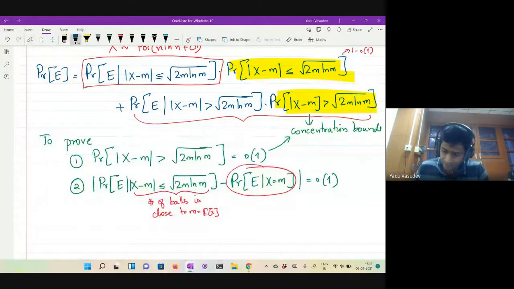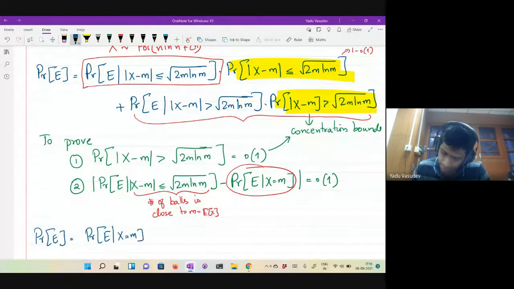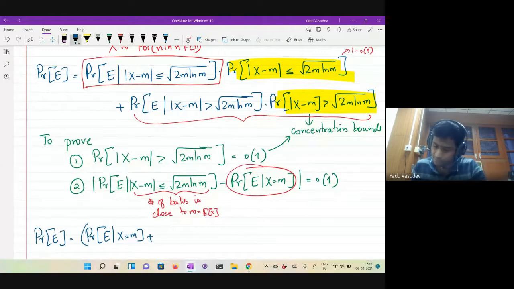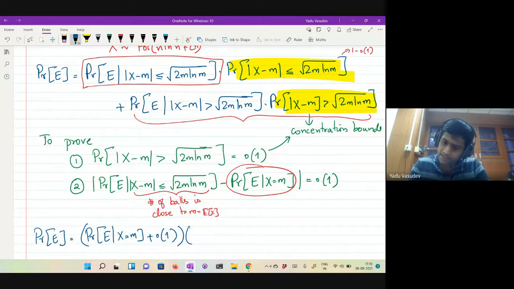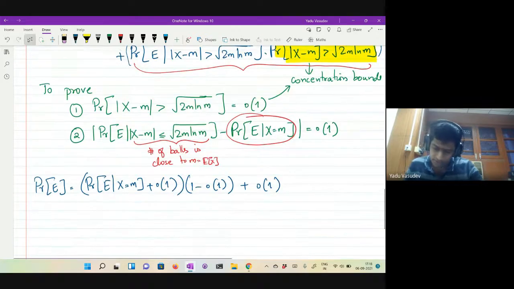And with that in hand, you can rewrite this probability: the probability of E is nothing but the probability of E given x is equal to m, plus a little o of one term. It's almost like this thing times a term here. This term here is another 1 minus little o of one term, plus this term here is a little o of one term, right?